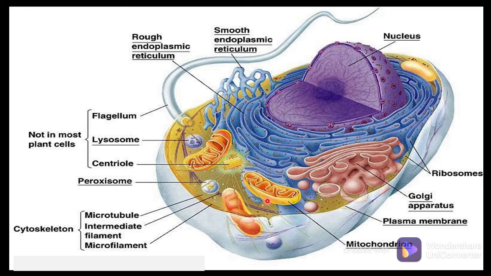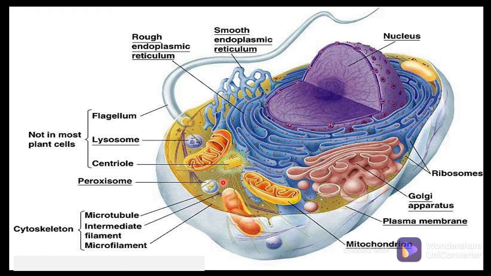You can see here, this is the internal structure of a cell, and in this internal structure you can see this part where my cursor is. There you can see that there are fine filaments or fine fibers, and these fine fibers constitute the cytoskeleton. These fibers are microtubules, intermediate filaments, and microfilaments.